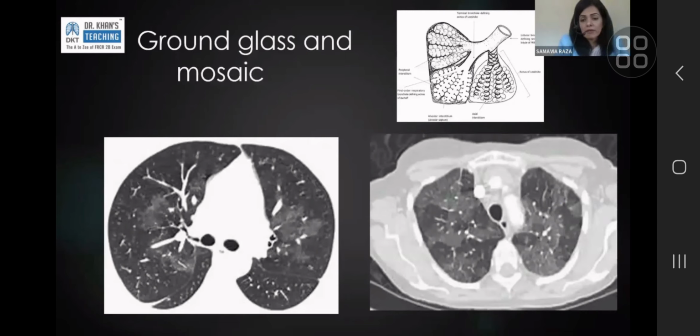The other term we use very commonly in reporting ILD is ground glass change or ground glass opacification. Ground glass opacification comes in many cases hand in hand with mosaic attenuation.